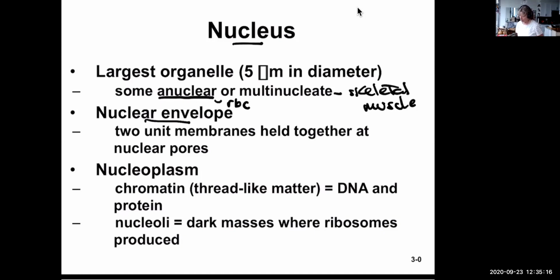The nuclear envelope is a 2-unit membrane. It's held together at nuclear pores, and the pores allow for the in and out of messenger RNA. So that exits through the pores. And nucleoplasm, that is the liquid that's inside the nucleus, has a chromatin, that's DNA wrapped around a protein.